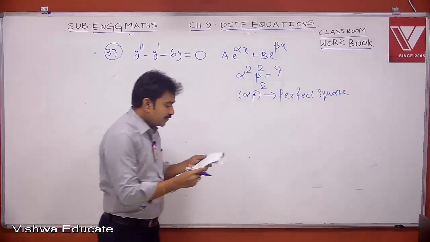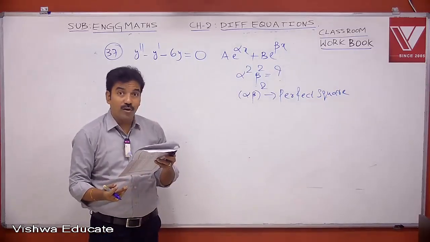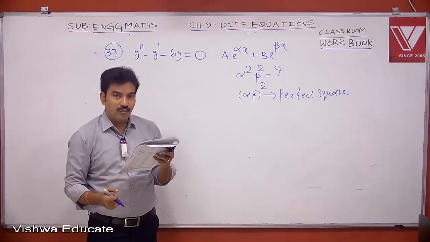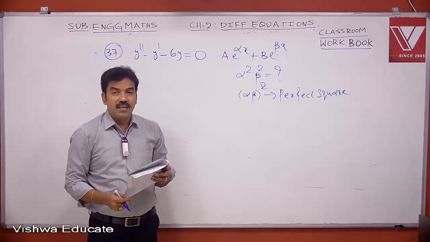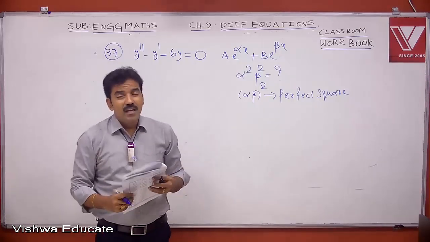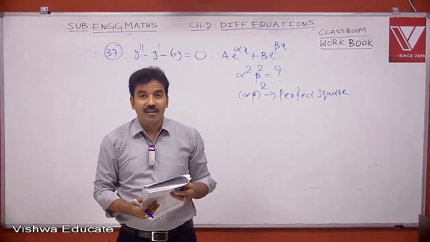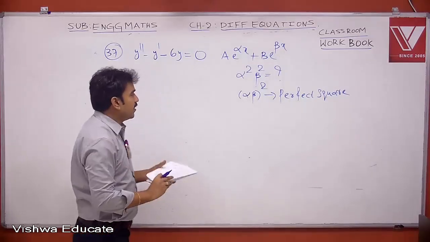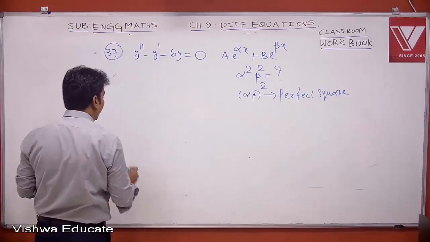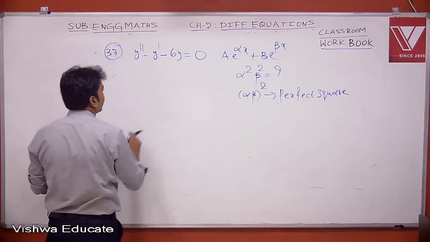But unfortunately, all options are perfect square. 4 is a perfect square. 16 is a perfect square. 64 is a perfect square. 36 is a perfect square. If suppose three options are not perfect square, ultimately the next option will be the right answer, right? But here, unfortunately, all options are perfect square. So let us handle this.